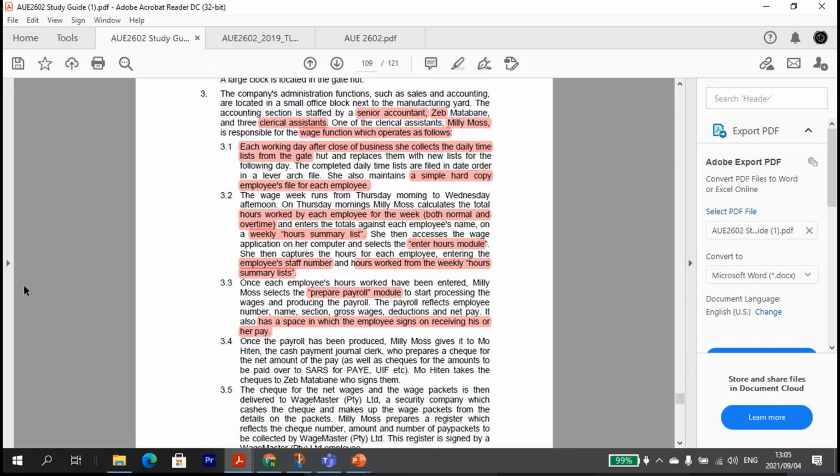And on Thursday morning, Millie calculates the total hours worked by each employee for the week, both normal and overtime, and enters their total against the weekly hours summary list. And then goes on to the system and puts in the employee staff number and the hours that they worked according to the hours summary list, and then prepares the payroll module. And once she has started that, the employee can then sign to confirm that they have received the pay. So what weakness do you identify in this, and why do you say so?